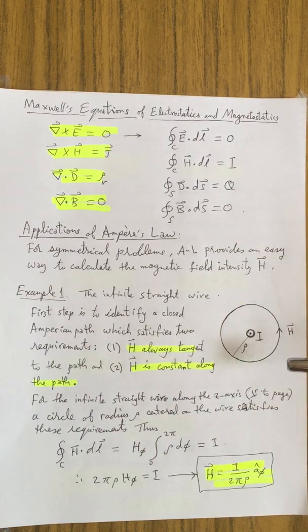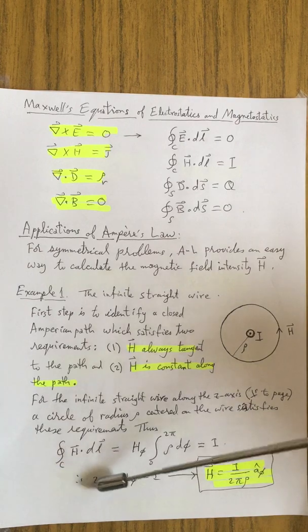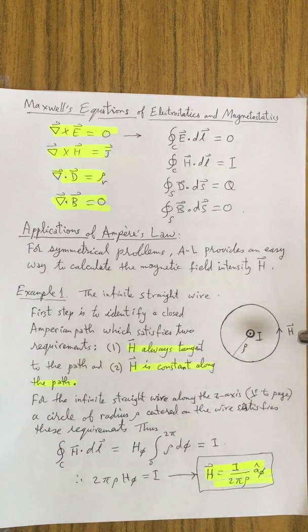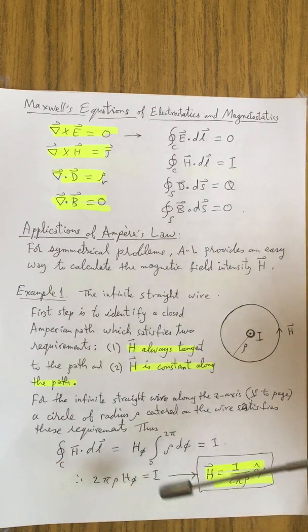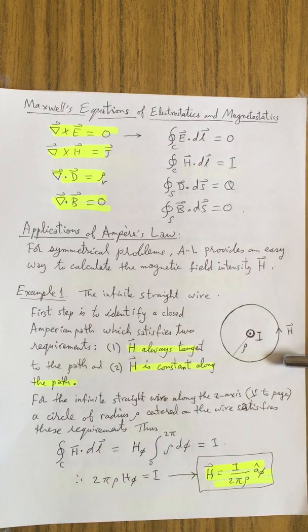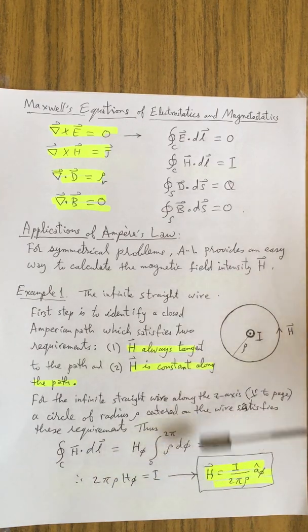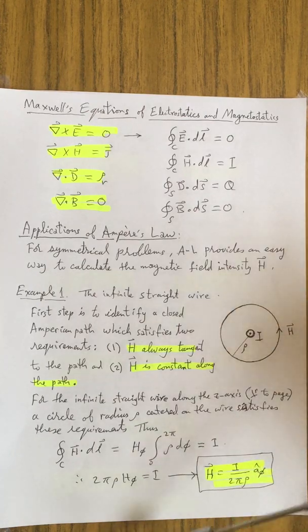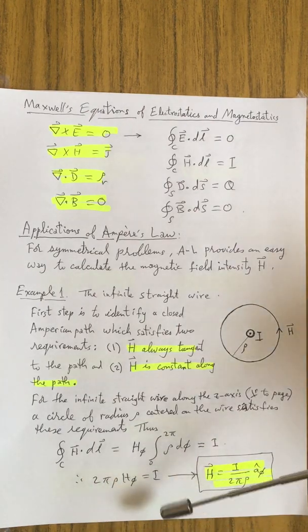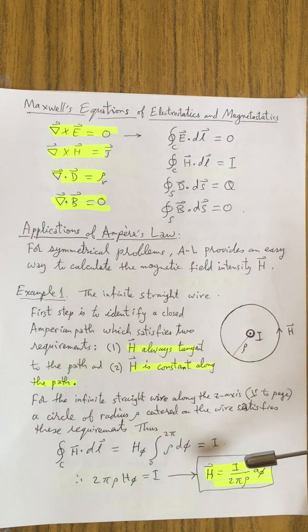So for the infinite straight wire along the z-axis, a circle of radius rho centered on the wire satisfies these requirements. Thus the integration of H dot dl around the circle, H here is tangent to the path and it is in the direction of dl, so H is constant, it factors out of the integral, and the integration is just the length of the path, which is 2 pi rho. Thus we get 2 pi rho H_phi equals the current enclosed, so H is I over 2 pi rho in the direction of a_phi.